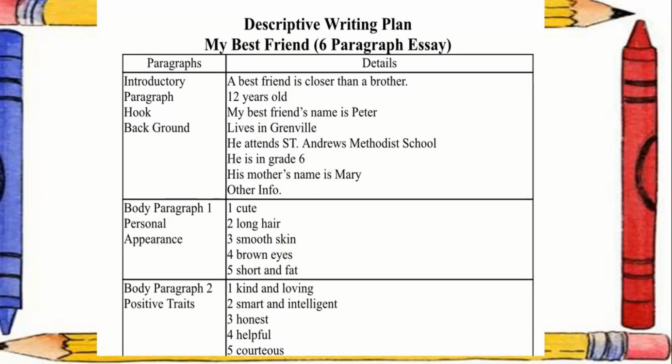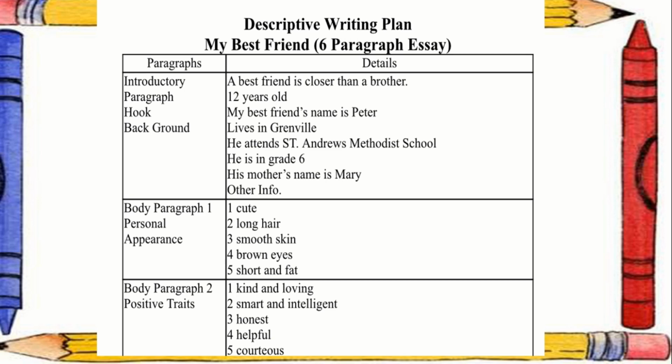So we are going to be using a 6-paragraph essay template today. You can do your descriptive writing in 5 paragraphs, but for today we are going to be using a 6-paragraph essay. Now the topic for today is my best friend, and your first paragraph, of course, is usually called the introductory paragraph. And for your descriptive, your introductory paragraph has 2 parts. There is a hook and there is your background information.